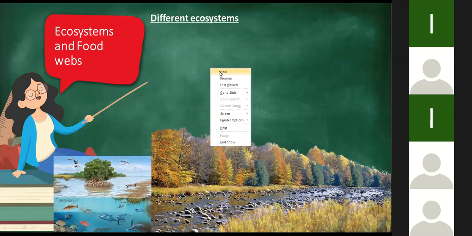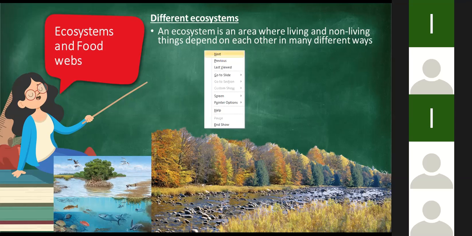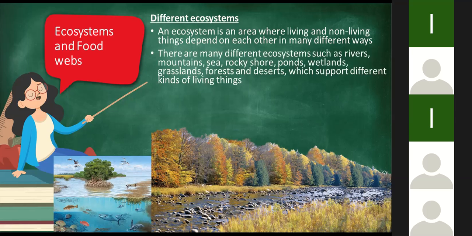Now, there are different types of ecosystems. All right, an ecosystem is an area where living and non-living things depend on each other in many different ways. Remember, this is just a recap of all the term one topics. There are many different ecosystems such as rivers, mountains, sea, rocky shore, ponds, wetlands, grasslands, forests, and deserts, which support different kinds of living things.